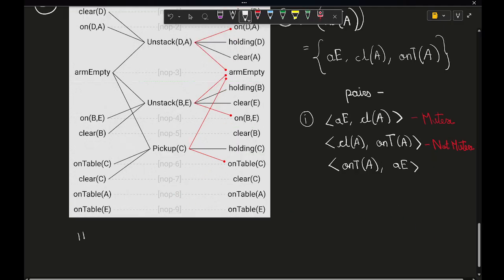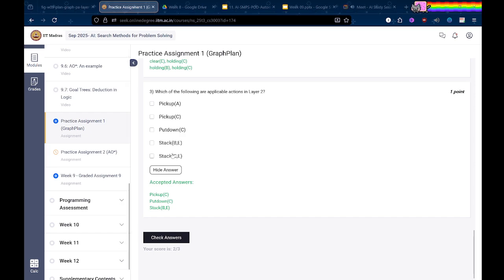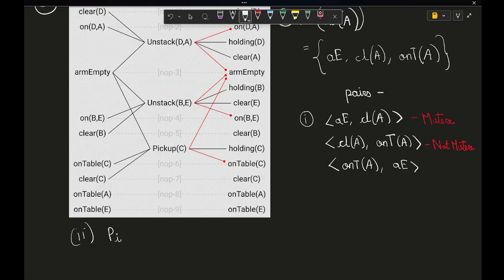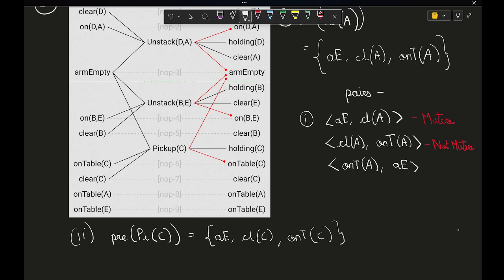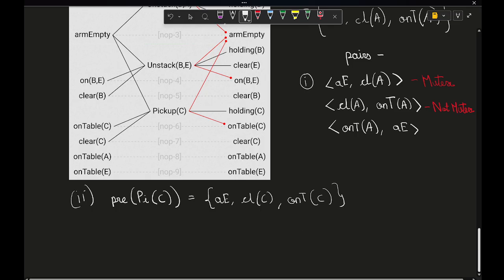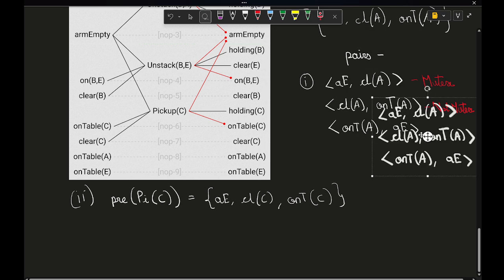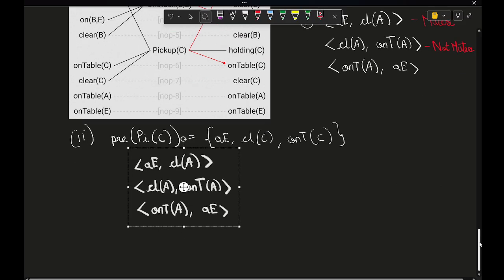So now the second option would be pick up C. The preconditions for pickup C would be arm empty, clear C, and on table C. Correct? Again, we have three pairs of preconditions. So we have the exact same three pairs as before. The variable will change, no? Yeah, just the variable will change.